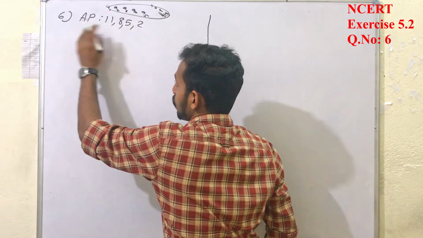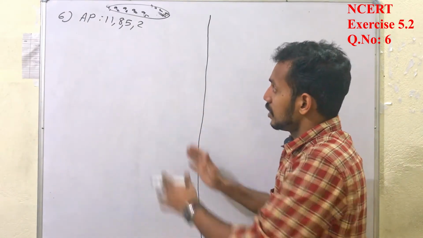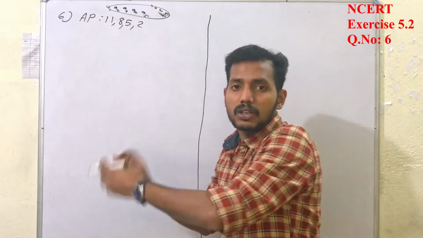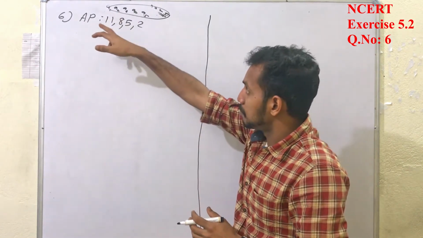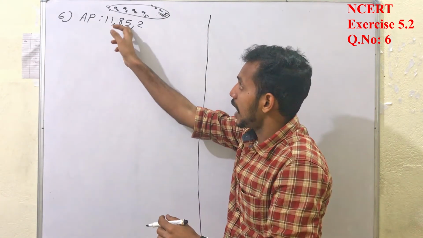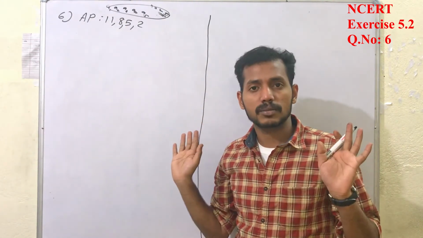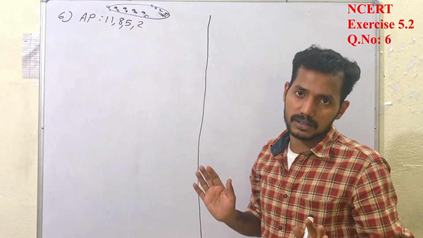For that, whatever questions you are getting, the first thing you have to do is write the first term and the common difference. If you are asked a problem based on AP, then first write the first term and then find the common difference. That is the basic thing you have to remember for all types of questions.